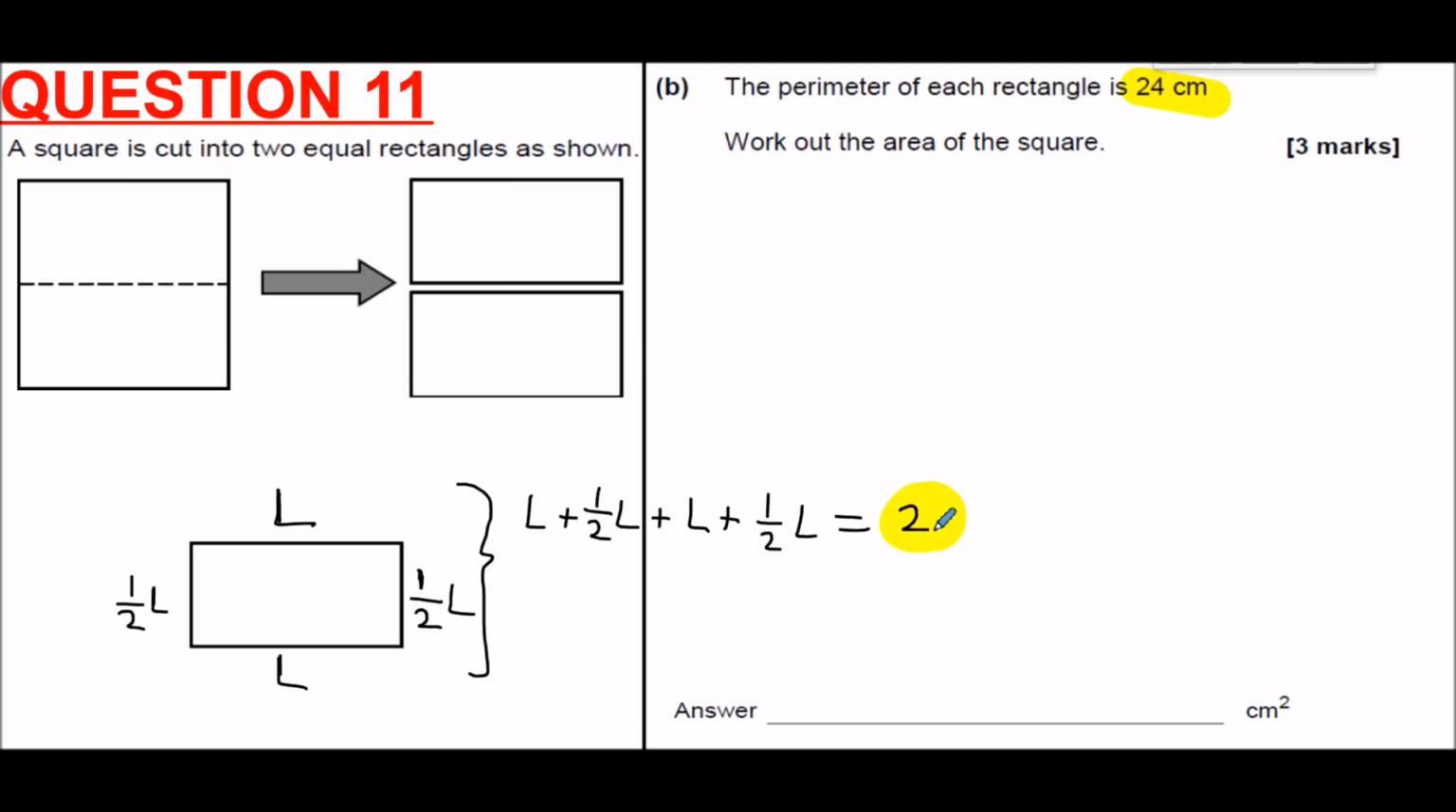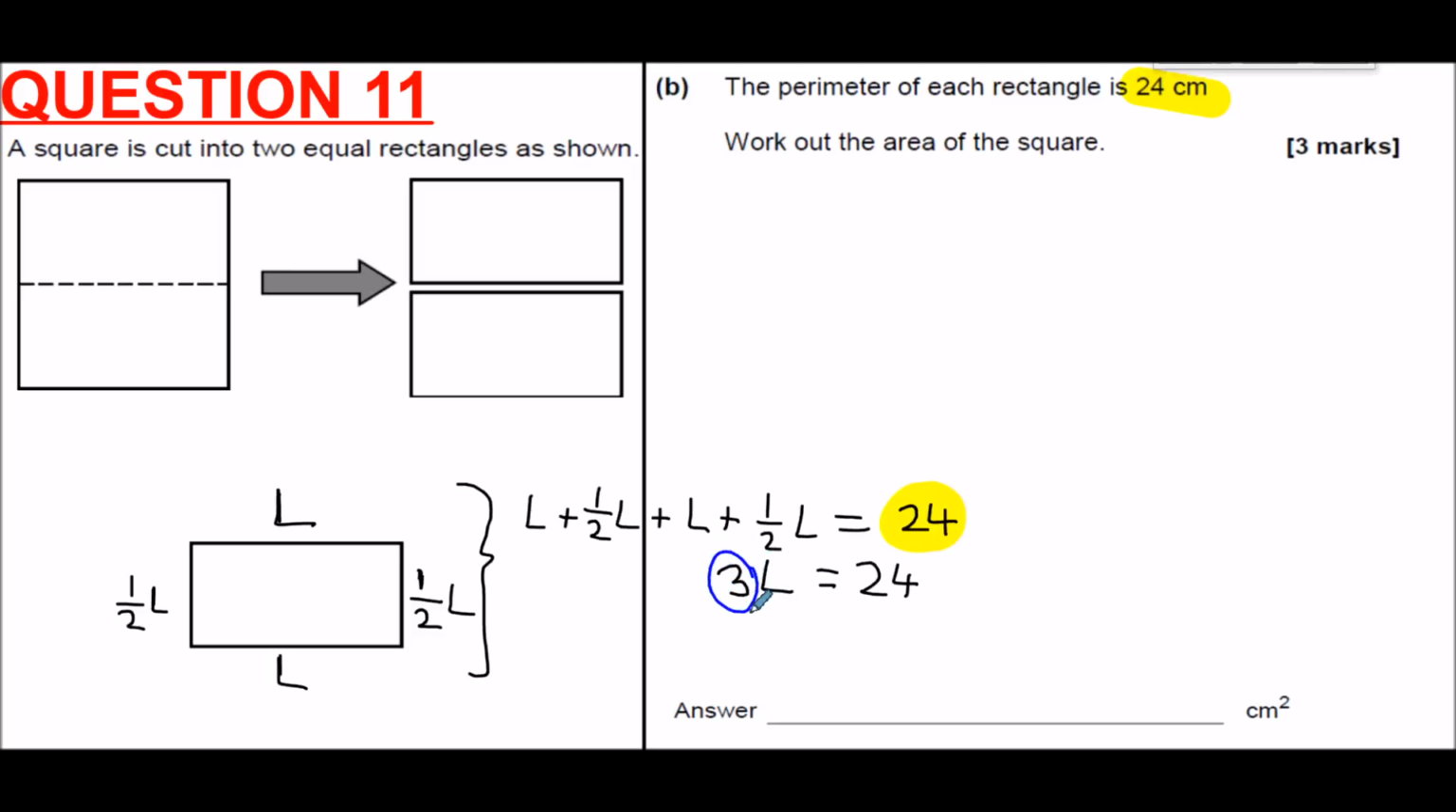So that'll be 24. We can simplify this left-hand side. L plus half an L plus L plus half an L. L plus L is two L's, and two halves make a whole. So half an L plus half an L is 1L, plus two whole L's will give us 3L. So 3 lots of the length of this rectangle equals 24.